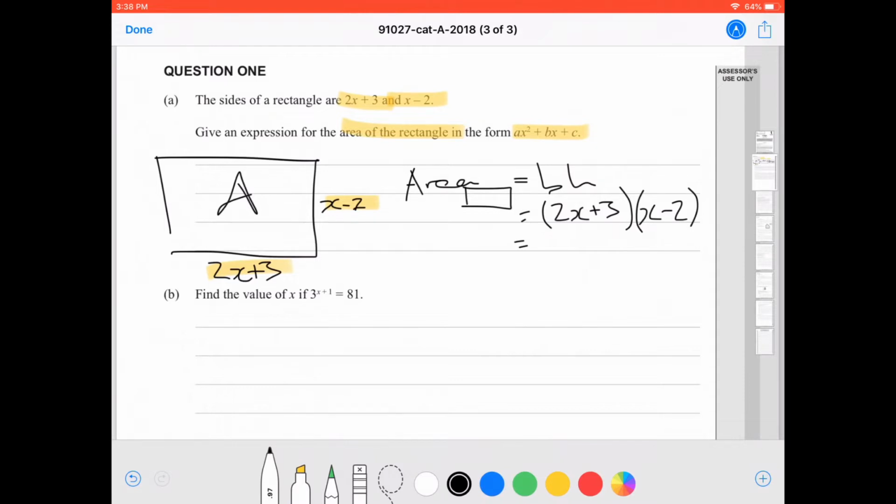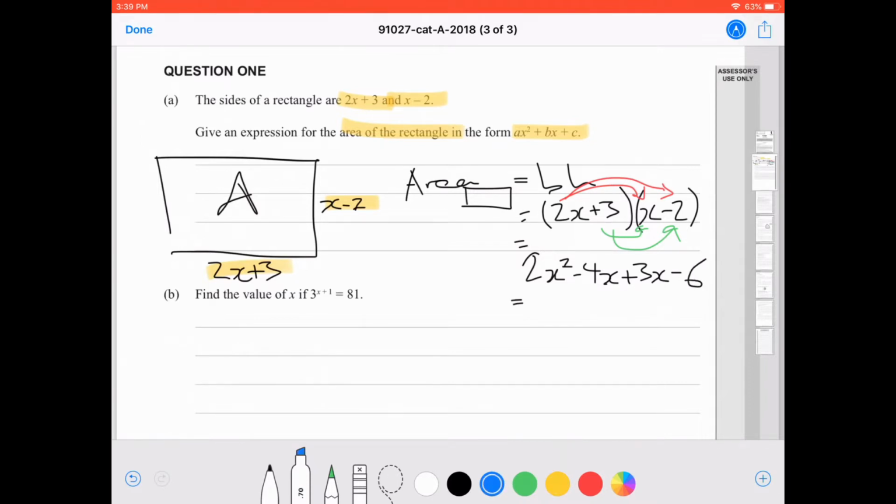We actually have to expand these brackets, and what I mean by that is using the FOIL method. So we're multiplying first, outer, and then inner, and last. Okay, so 2x times x is 2x squared. 2x times negative 2 is negative 4x, plus 3x, and 3 times negative 2 is minus 6.